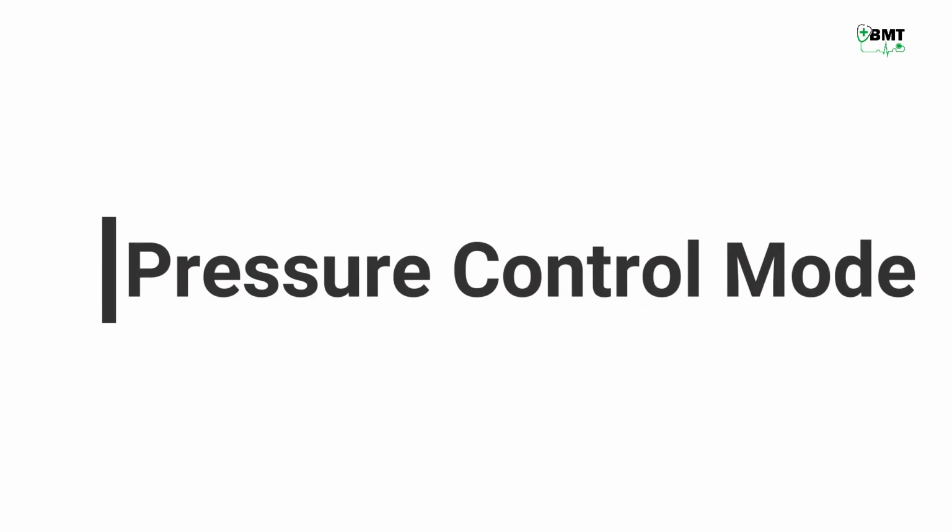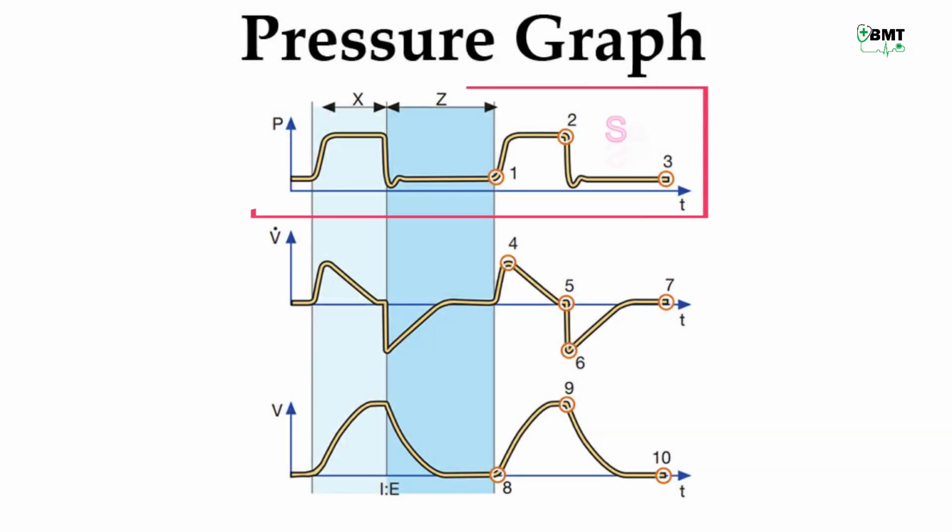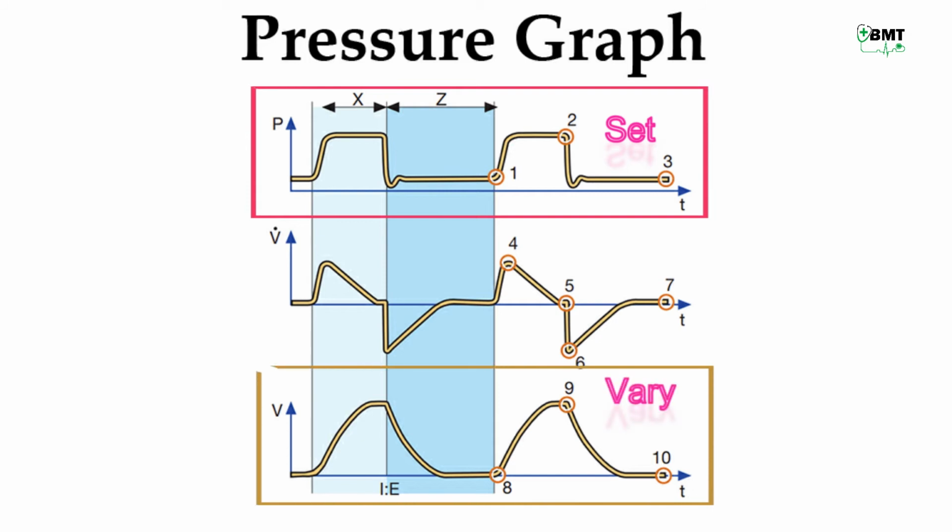Now pressure control mode. In this mode, pressure is controlled but volume is not controlled. So it may vary, as it is delivered according to the set pressure and lung compliance.